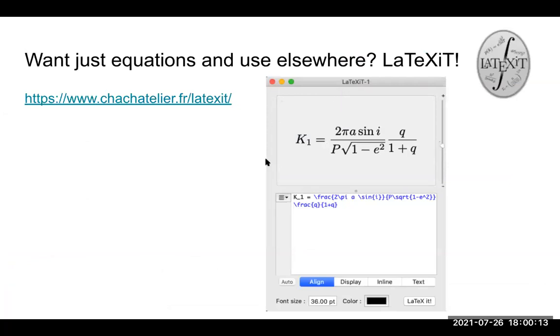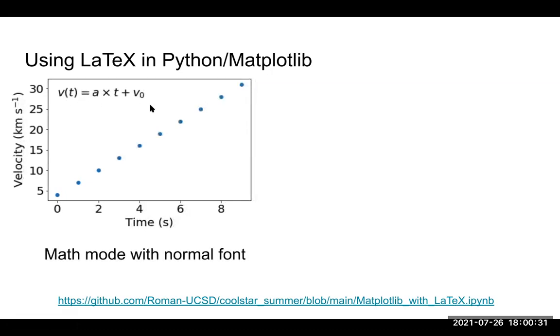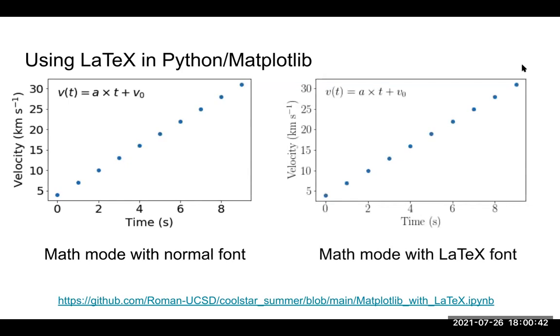There's also other GUI software you can play with if you just want to make an equation, and there's a LaTeX that you can use. I also put together the interface between matplotlib and LaTeX. For example, we can add a LaTeX equation and change the s to the minus one instead of the previous slash. You can also make the fonts LaTeX if you want very consistent fonts between your figures and your text. So that's another option. I put this on our cool star summer GitHub.